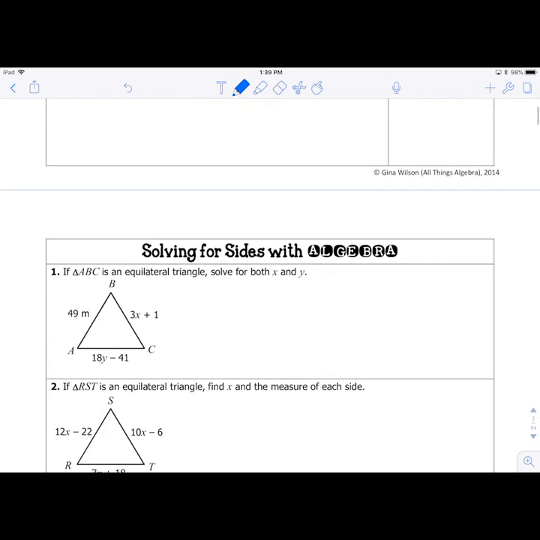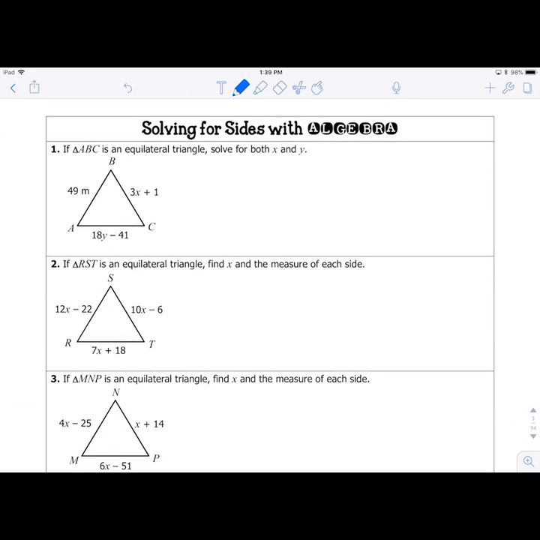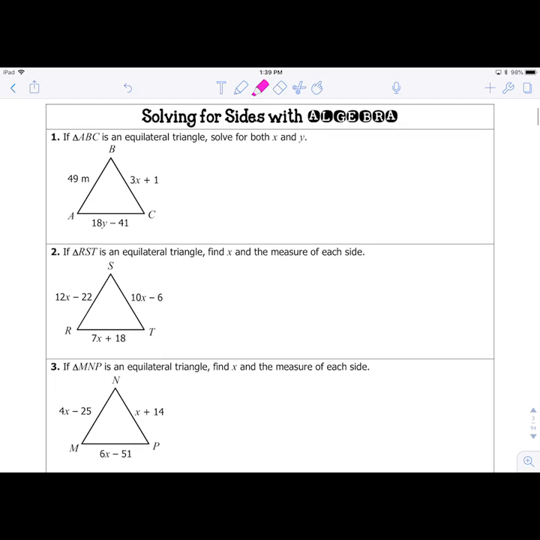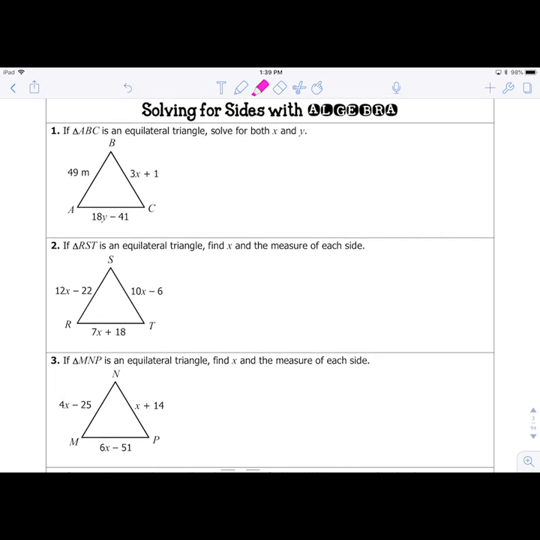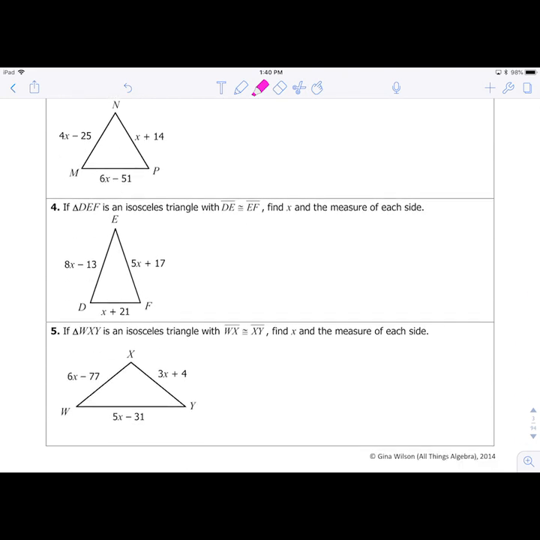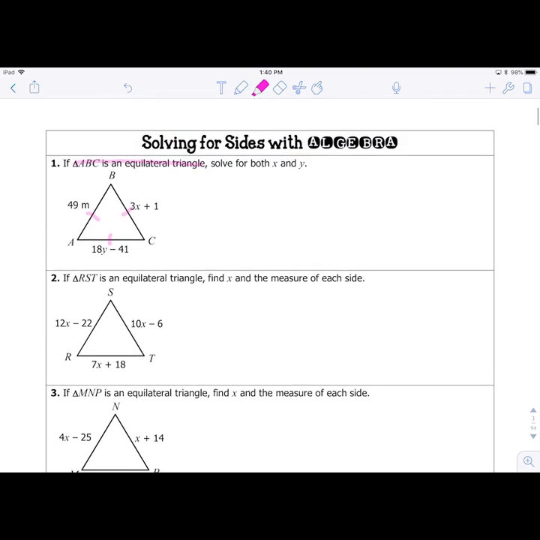Let's look at some of these algebra ones. Solving with algebra. The key thing to know here is when you read the problem, pick out what type of triangle it is. Like for number 1, it says ABC is equilateral. That means all these sides are going to be congruent. We can look at number 4. It says triangle DEF is isosceles, and then it tells us what two sides are congruent. So make those marks as well. So you know that you could only set side DE and EF equal to each other to solve that.